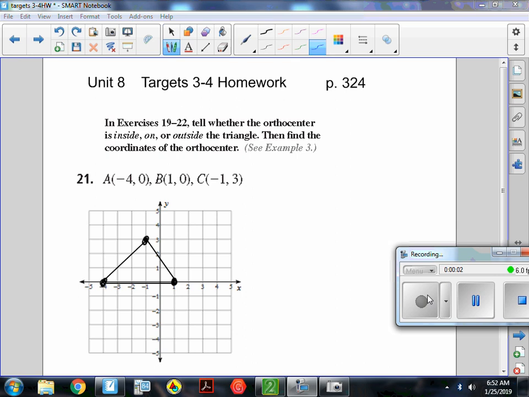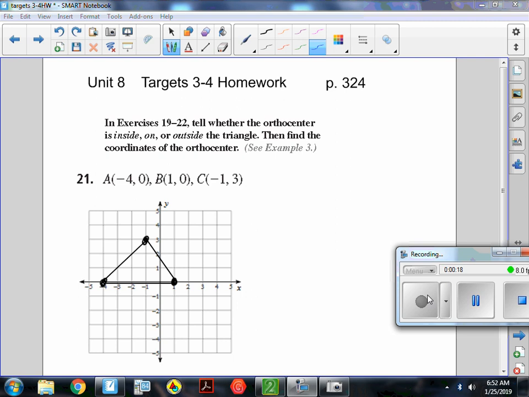Unit 8, targets 3 and 4, homework number 21. Plotted the 3 points. This triangle looks to be acute, so the orthocenter is going to be on the inside of the triangle. You don't need to remember where all the orthocenters and different points of concurrency lie.